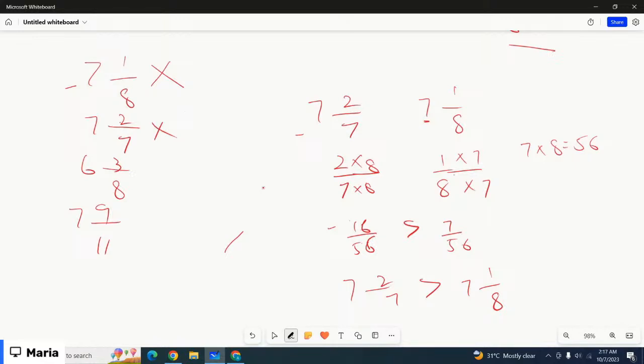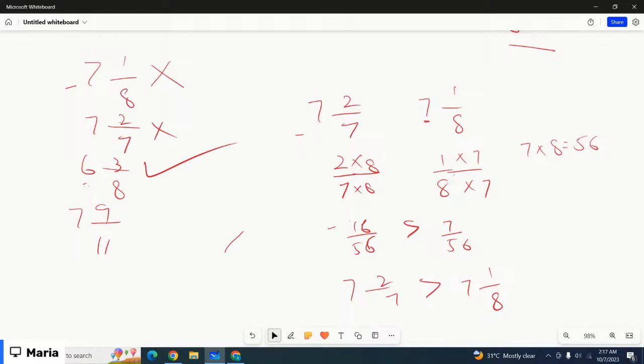But if you look at the whole number of this one, 6 is less than 7. So that would be the correct option. 6 whole 3 by 8 is less than 7 whole 1 over 8. Got it?